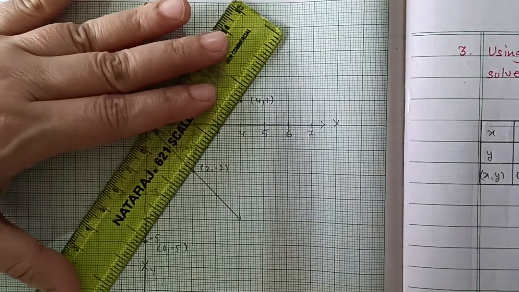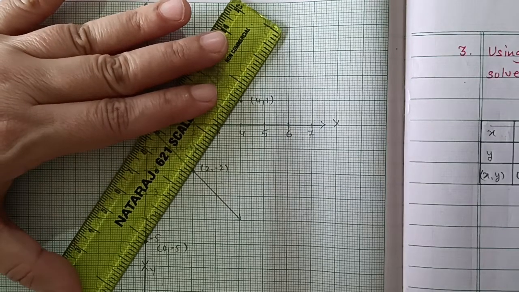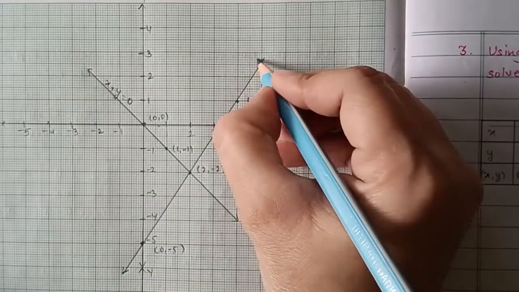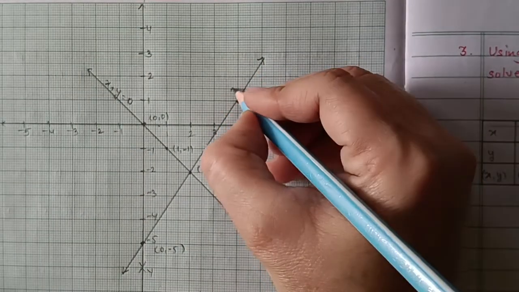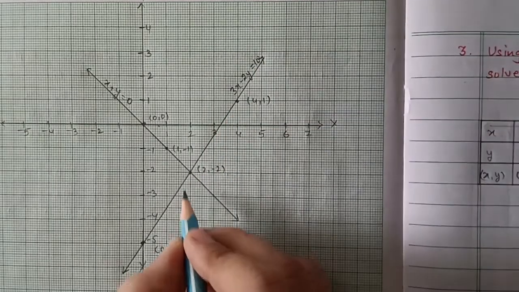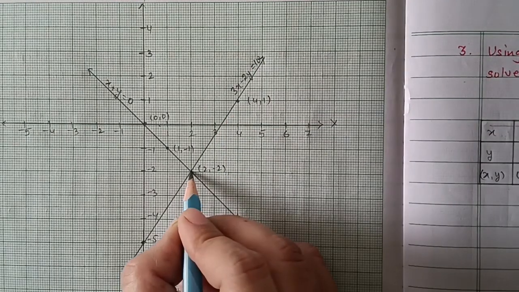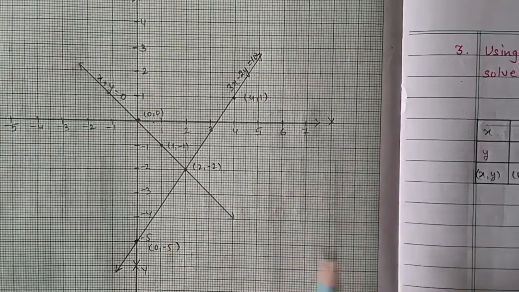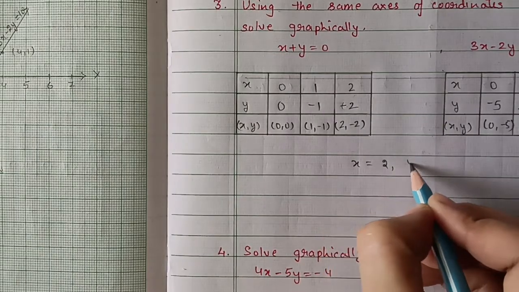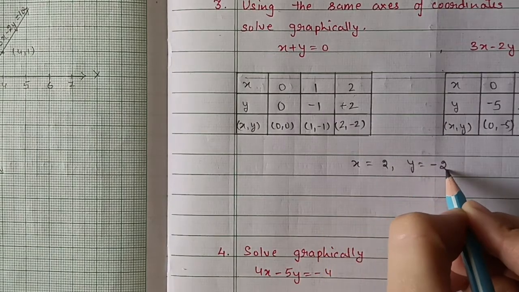Now these 3 points also we have to join with the help of pencil and scale. The second line is for 3x minus 2y equal to 10. So you can see here both the lines are intersecting at 2, minus 2. So this is the solution for both the equations. So here x value we are getting 2 and y value we are getting minus 2.